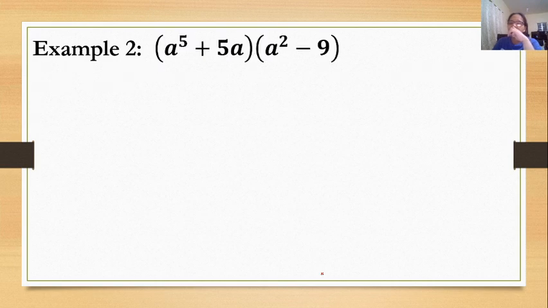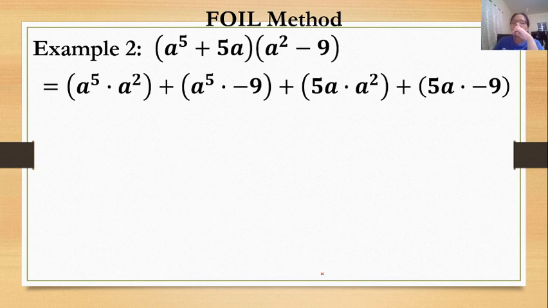Okay, another example. What is the product between the two binomials a to the 5th plus 5a and a squared minus 9? So by FOIL method, F, first terms. So the first terms are a to the 5th and a squared. So get the product. Plus the outer terms for O, a squared and negative 9. And then I for the inner terms, 5a times a squared. And then L for the last terms, 5a times negative 9.